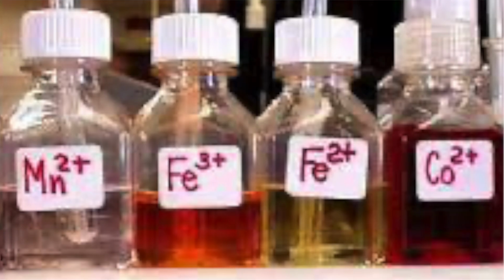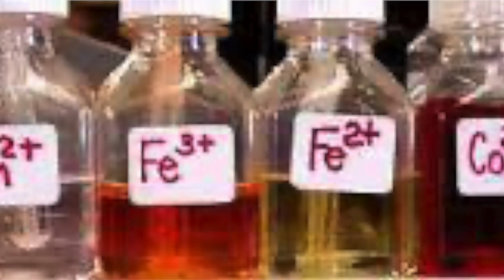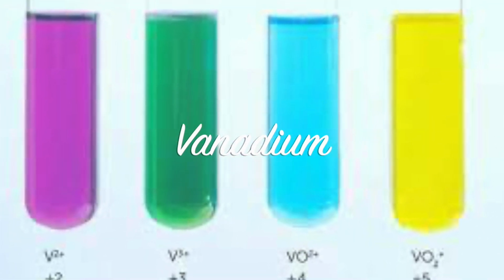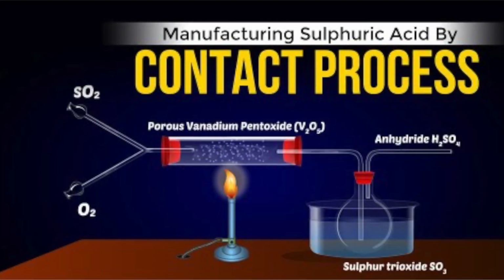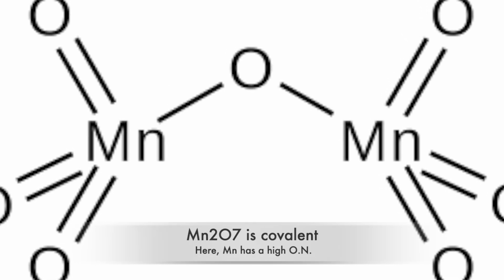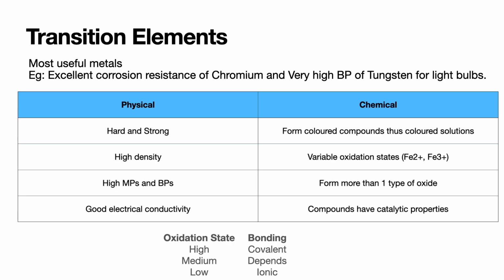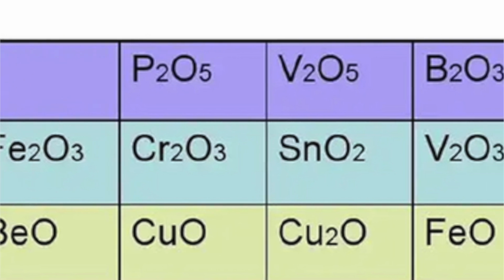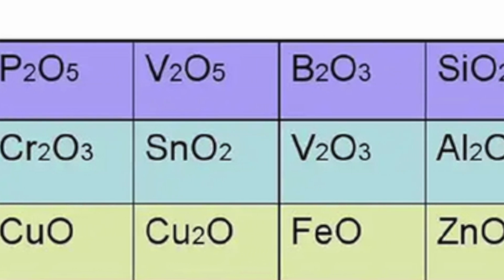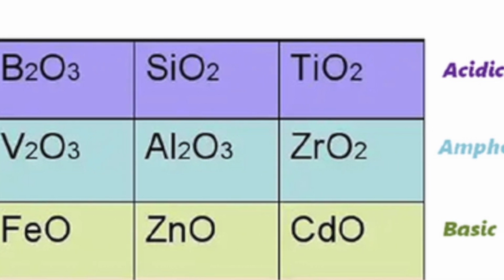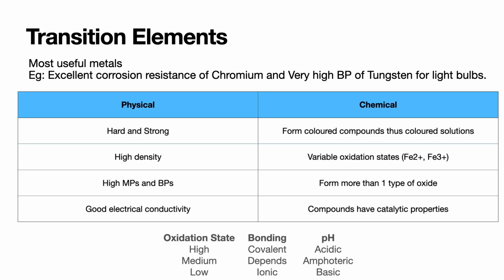For example, iron forms Fe2+ ions and can also form Fe3+ ions. Due to this variable oxidation state, they can form more than one type of oxide. The compounds have catalytic properties. If the element's oxidation state is high, then it will bond covalently. If it is medium, the bonding type depends, and if it is low, it will bond ionically. An oxide containing a high oxidation state transition ion will be acidic, it will become amphoteric for medium oxidation states and basic for low oxidation states.